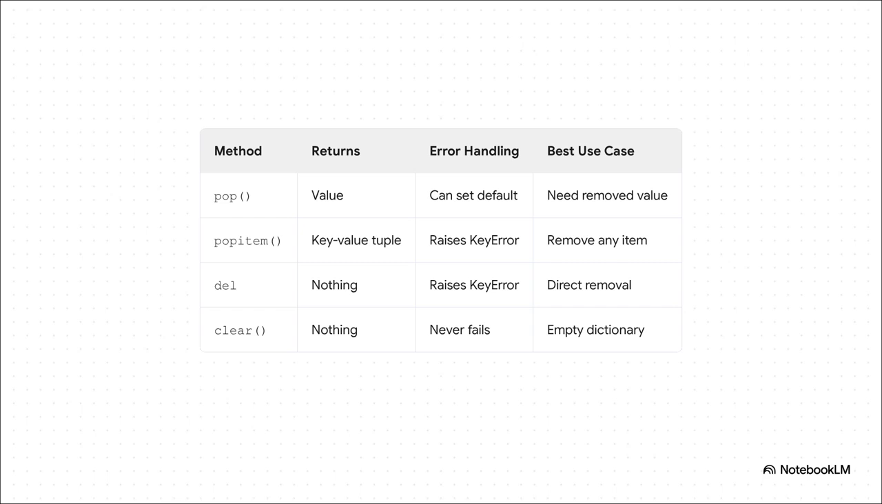Do you need the value you're removing? If yes, pop is your go-to. And remember, it has that awesome safety net with the default value. Now, what if you just need to pull any item out, maybe in a loop, and you need it to be fast? That's what popitem was built for. What if you need to perform a surgical strike on a specific item, and you couldn't care less about its value? That's a job for del. And finally, if you just want to empty the whole thing out, wipe the slate clean, but keep the dictionary around, clear is your only option. And the best part is, it can't fail.